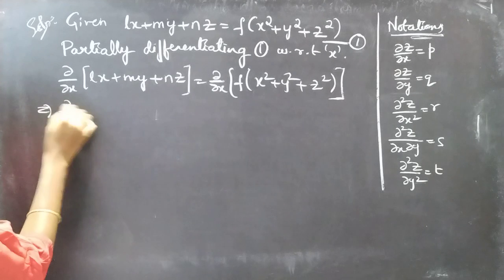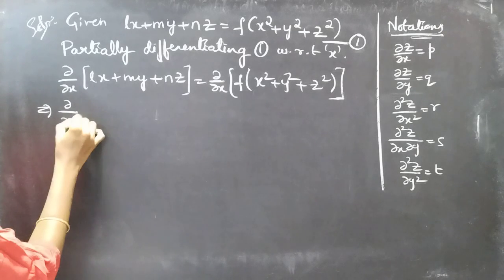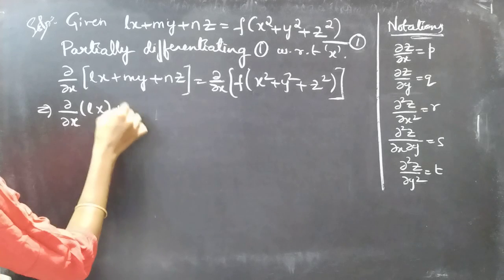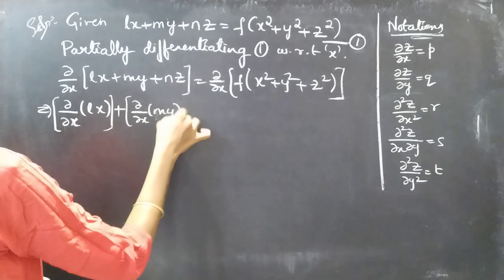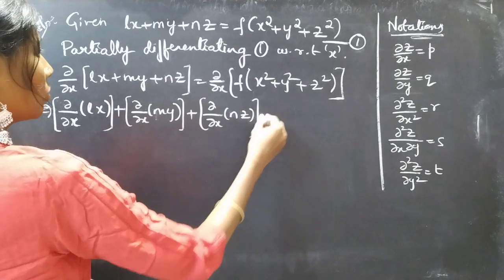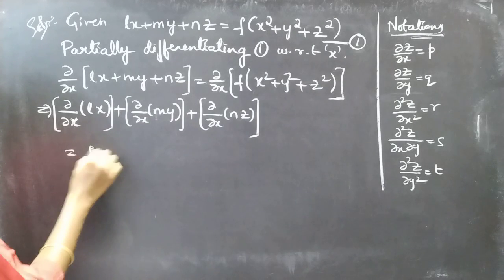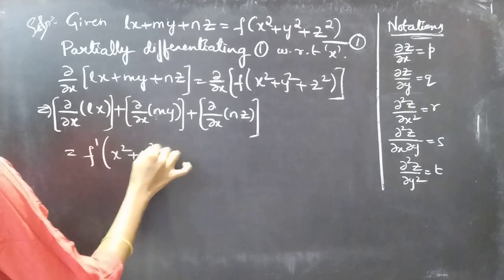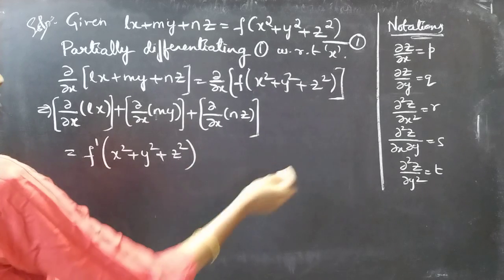This gives us, here we are partially differentiating with respect to x, so we'll treat y as constant, and here z is a dependent variable and x and y are independent variables. We can write this as dou by dou x of first term, dou by dou x of second term, plus dou by dou x of third term equal to partial derivative of f of x square plus y square plus z square, which is f dash of x square plus y square plus z square into inner derivative, that is partial derivative of x square plus y square plus z square.